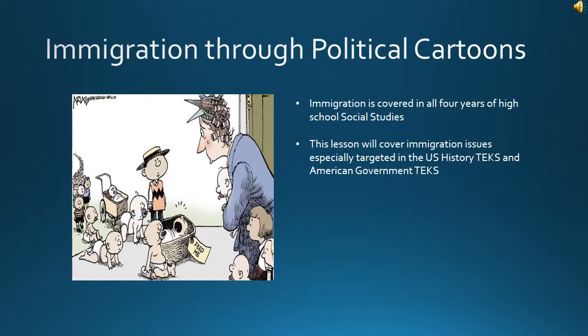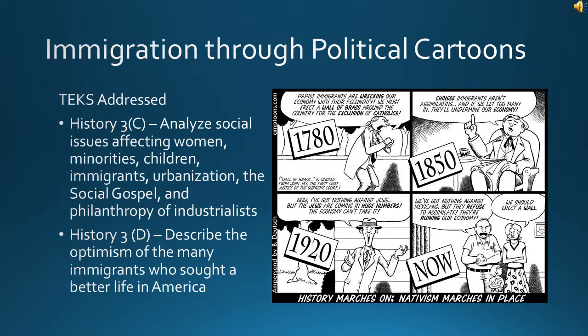This lesson is going to talk about immigration in the context of the TEKS for U.S. history and some for American government. But with social studies, you have to remember that the TEKS overlap significantly, so if they sound repetitive, it's because they are. The TEKS are going to address our History 3C. We're going to analyze the social issues affecting immigrants in this case, and we're also going to describe the optimism that many immigrants who sought a better life in America had, and that's the History TEK 3D.